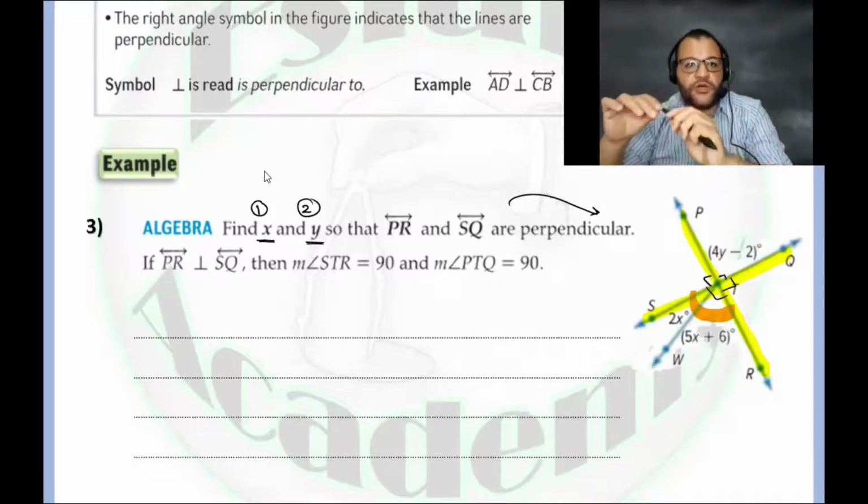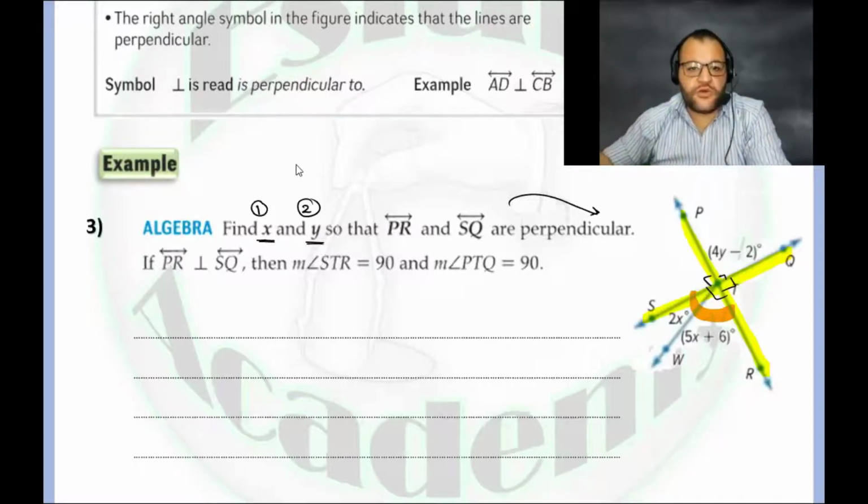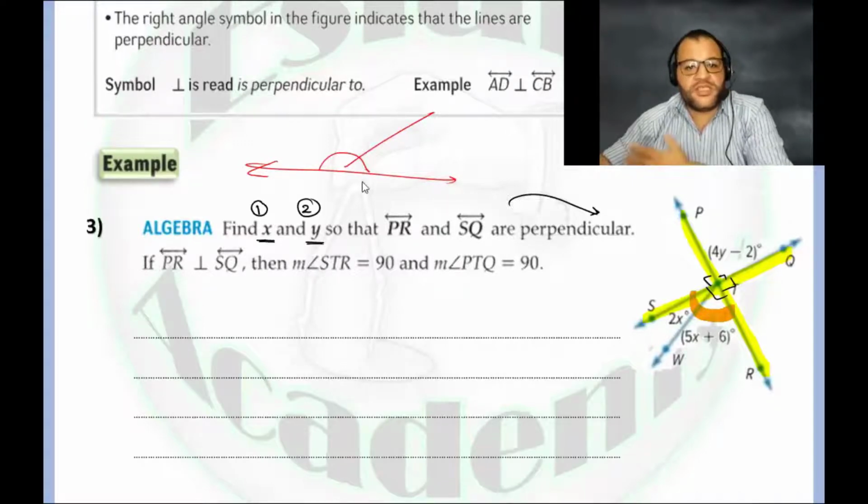The sum of the measures of the angles drawn on the same straight line will be 180. Good idea for this one? What is the measure of the straight angle? 180 degrees. If you have two angles, their measure will be still 180. Angle 1 plus angle 2 equals 180.